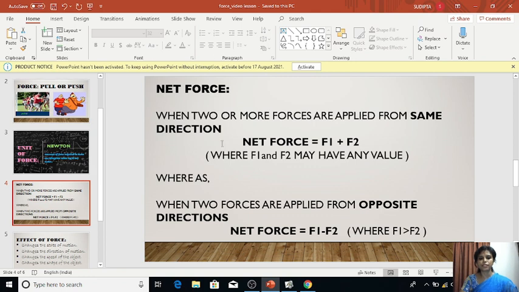Now next, what is net force? If two or more forces are applied from the same direction, they will be simply added. The values of these forces will be simply added to get the net force. Whereas if the forces are applied from the opposite direction, then the higher value minus the lower value will be the net force, right?